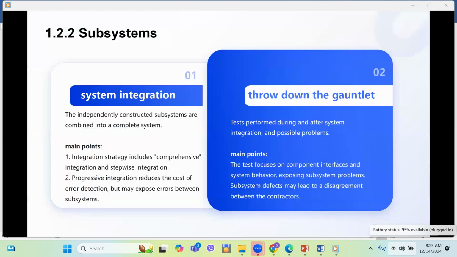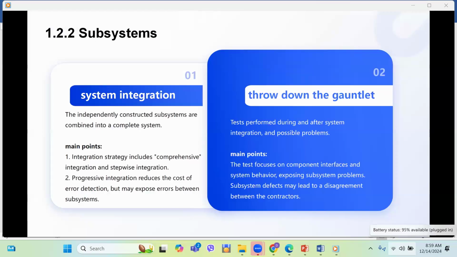Subsystems. System integration: the independently constructed subsystems are combined into a complete system. Main points. One, integration strategy includes comprehensive integration and stepwise integration. Two, progressive integration reduces the cost of error detection, but may expose errors between subsystems.